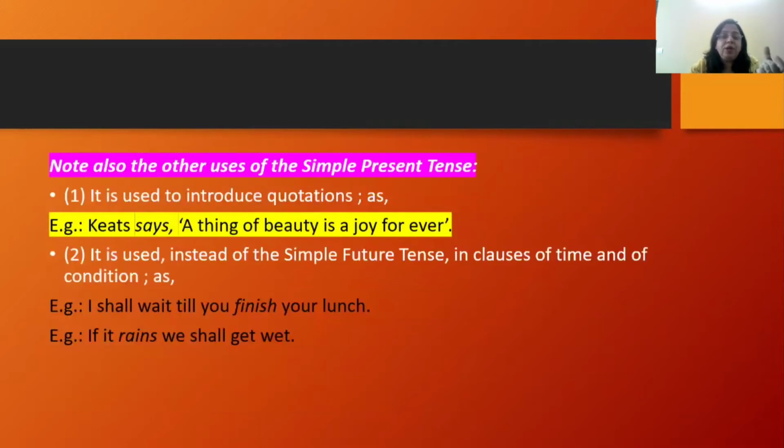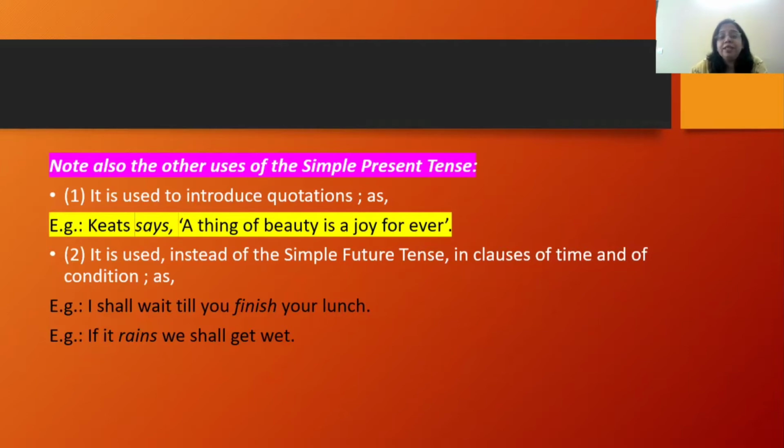One important thing we need to understand: note also the other uses of simple present tense. Apart from these 5 uses, there are certain other uses of simple present tense. What are they? Let's see. First, it is used to introduce quotations. Simple present tense can also be used to introduce quotations, like when we put in inverted commas: Keats says, "A thing of beauty is a joy forever." This was a quotation. When we introduce a quotation, "Keats says" is in the simple present tense.